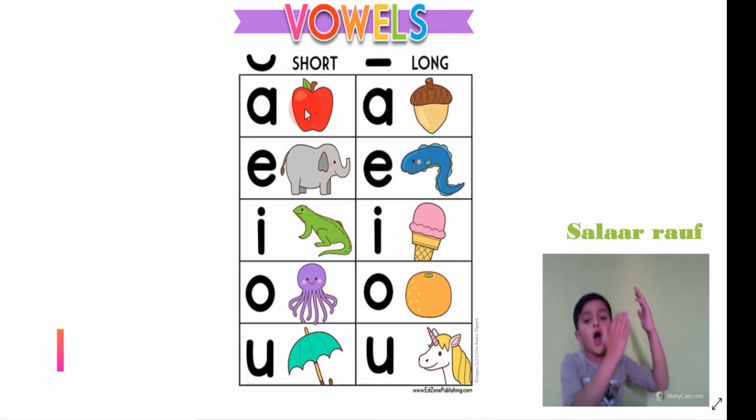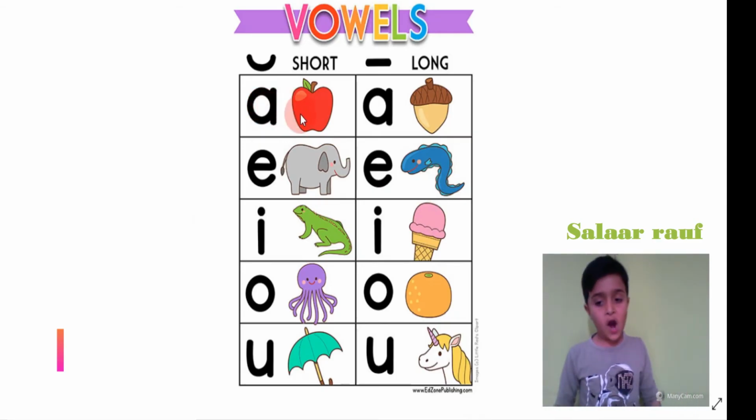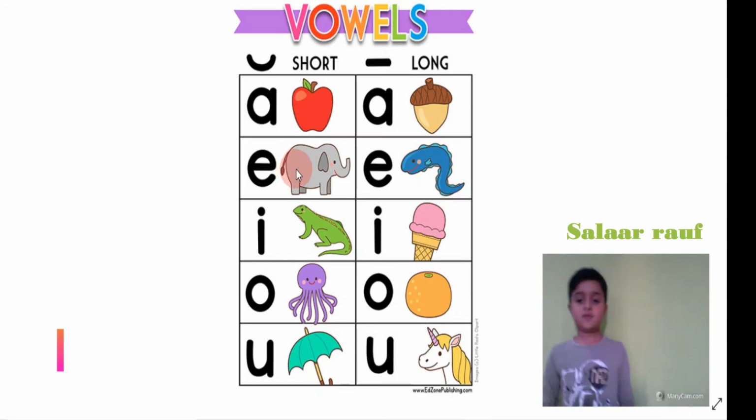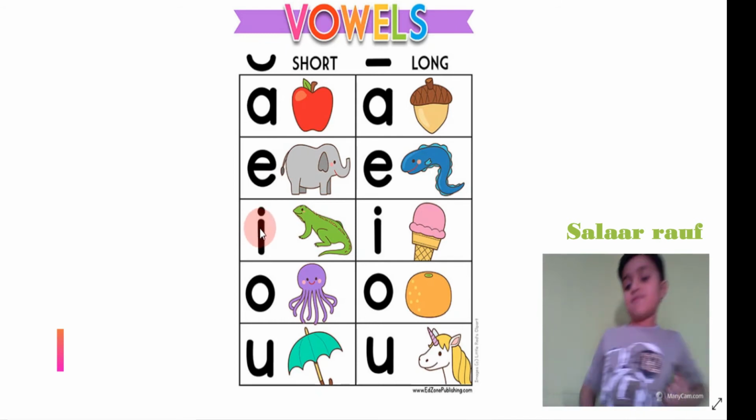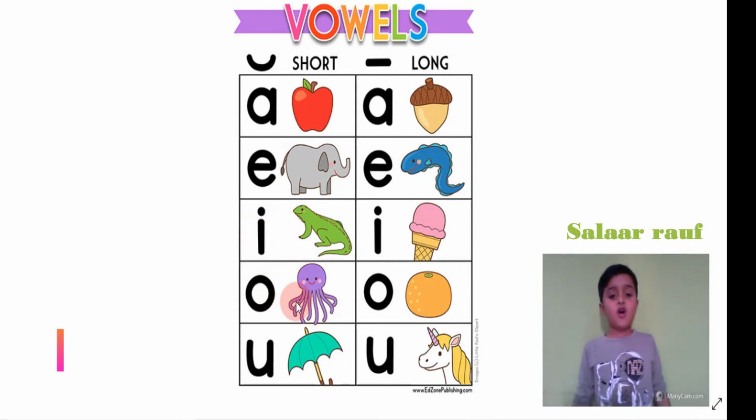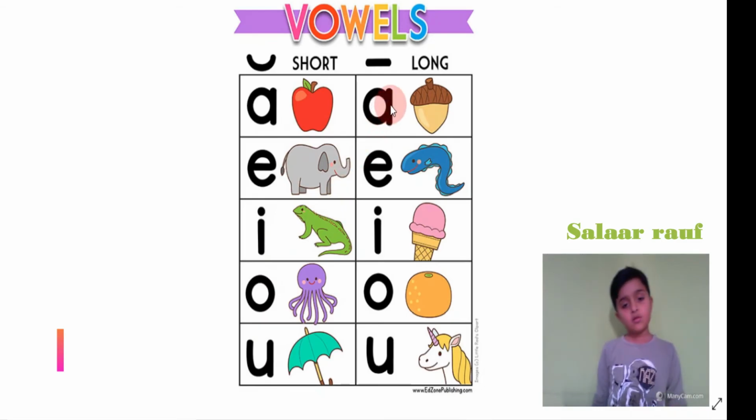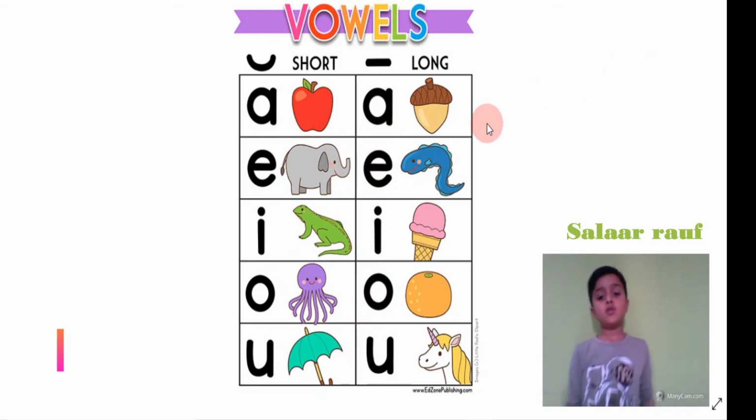A for apple. E for elephant. And I for iguana. And O for octopus. U for umbrella. So same are A E I O U.